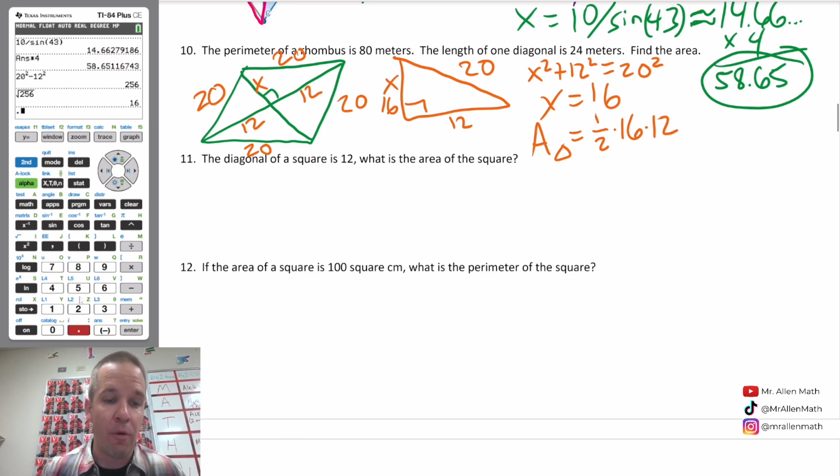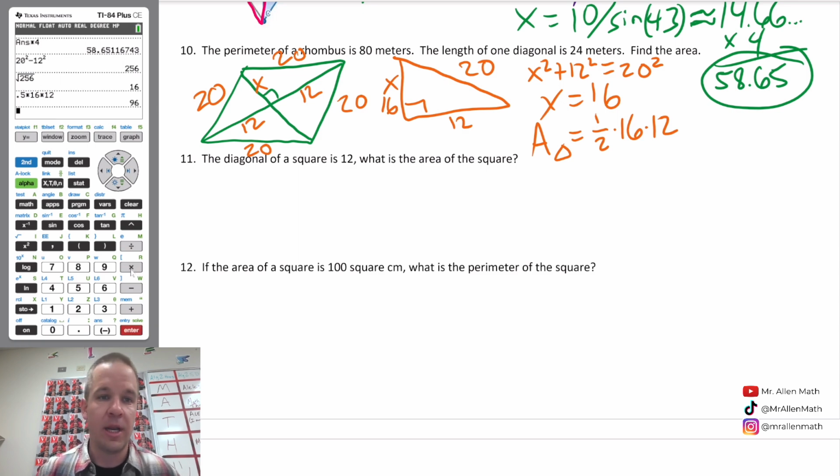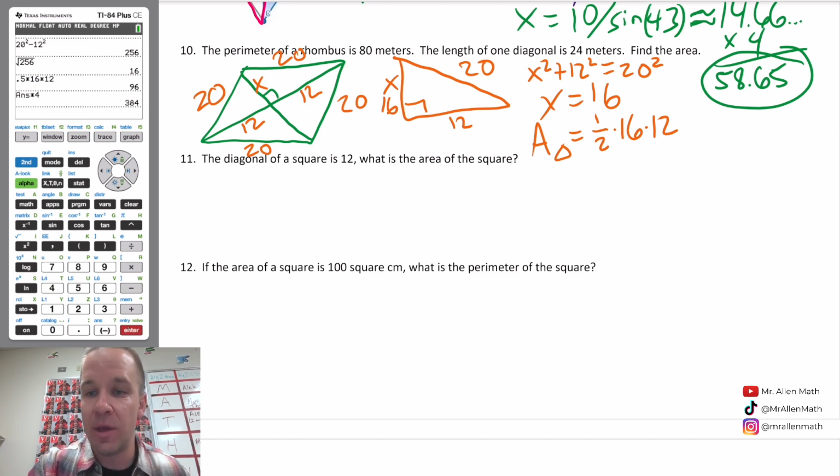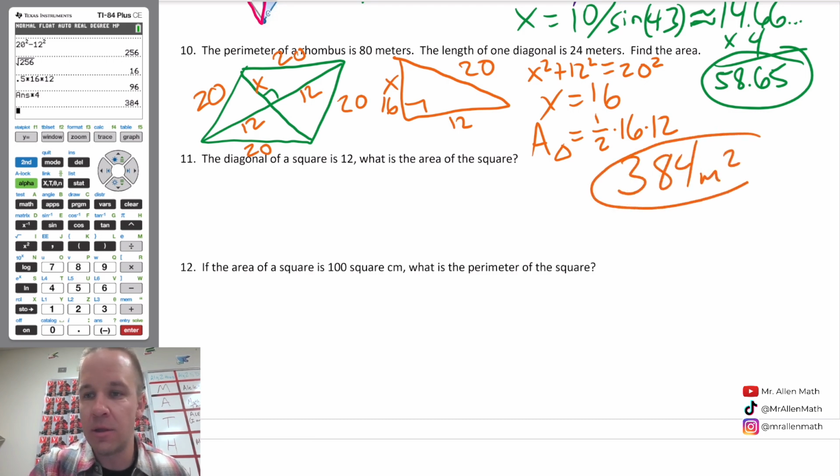That'll be nice and easy because we're going to multiply by 4 anyways. So you get 1/2 or 0.5 times 16 times 12. Hit enter, we get 96. And then I'm just going to multiply that guy by 4. And we'll get our full area, which is 384. All right, so we get 384 meters squared.